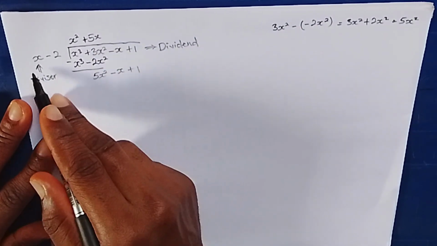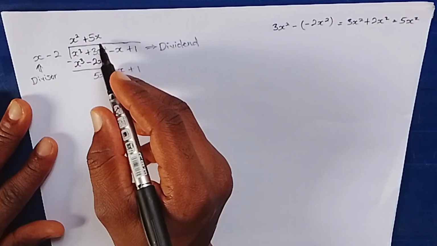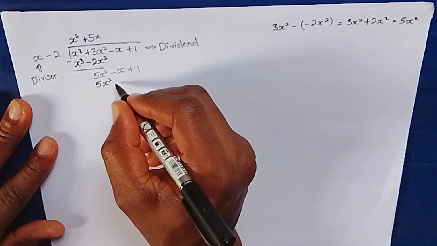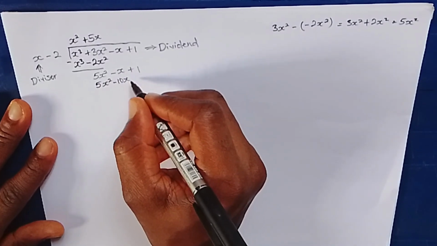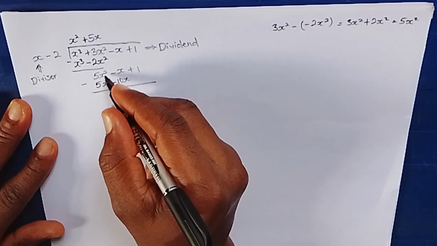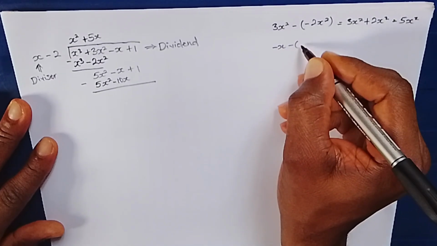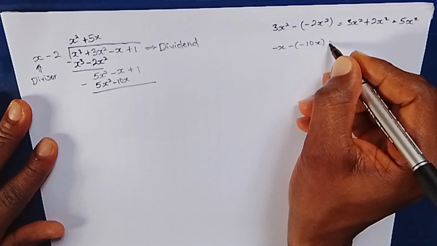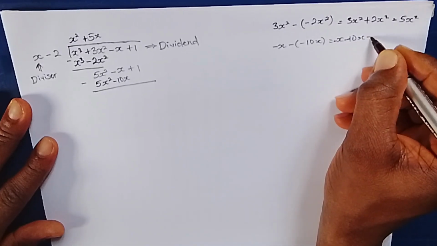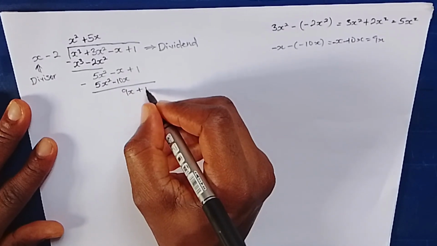Then multiply this into the divisor again. We have 5x times x, you have 5x squared. 5x times minus 2, you have minus 10x. So you subtract this again. 5x squared minus 5x squared is 0. Then minus x minus 10x is equal to minus x plus 10x, which equals 9x. So this becomes 9x plus 1.